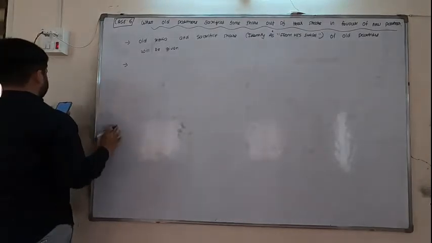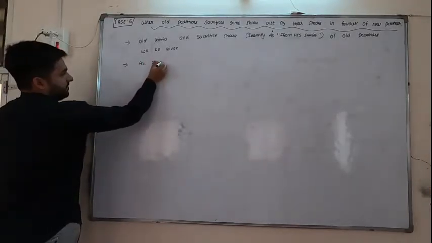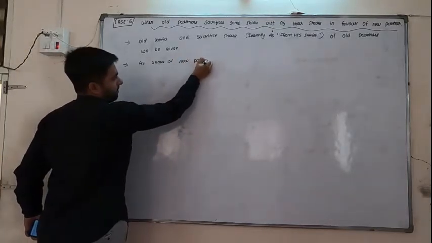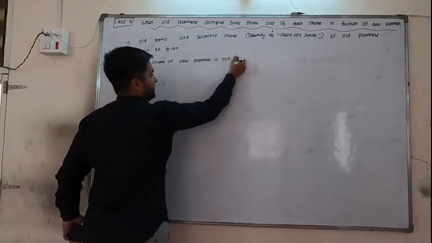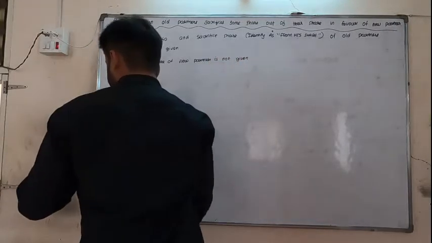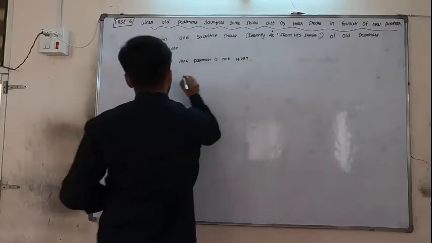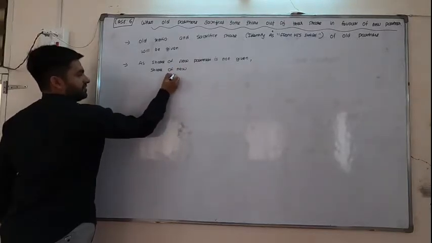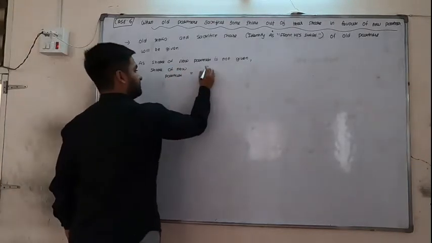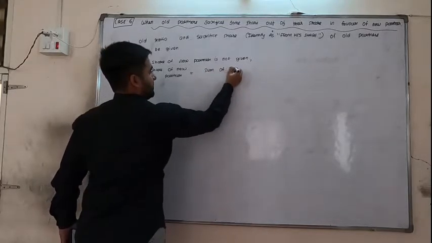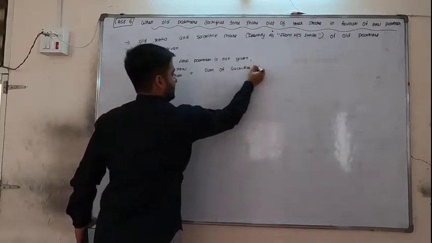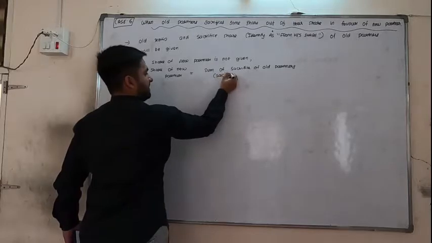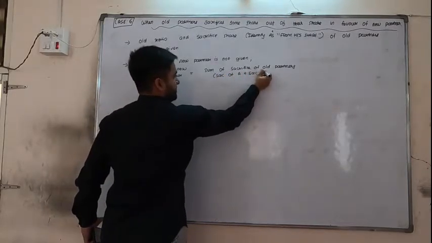Next step, as share of new partner is not given, comma, share of new partner is equal to sum of sacrifice of all partners. In bracket I will write sacrifice of A plus sacrifice of B.